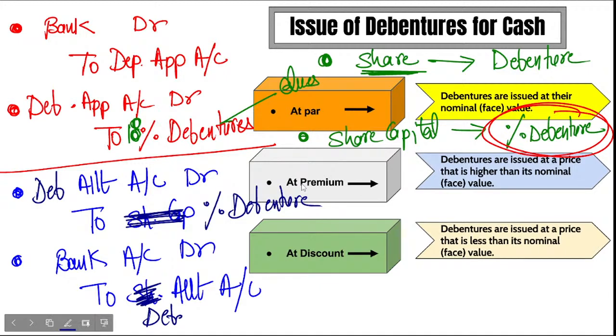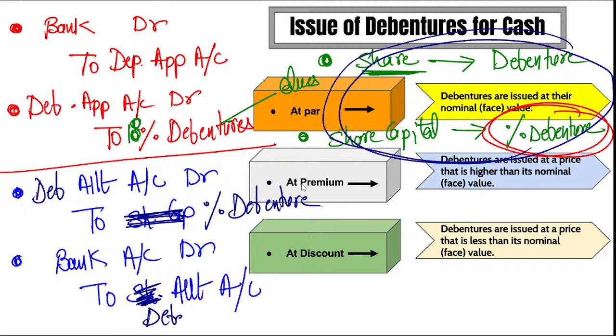So these are the entries for debentures. Everything is same. There are only these two small changes. The word share is replaced by debenture and the word share capital is replaced by percentage debenture. So is this clear to everyone? Journal entry समझ में आई?